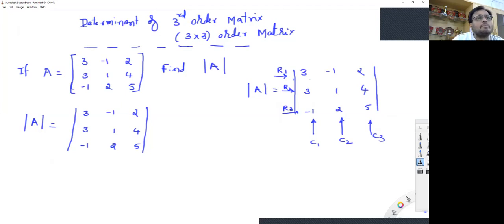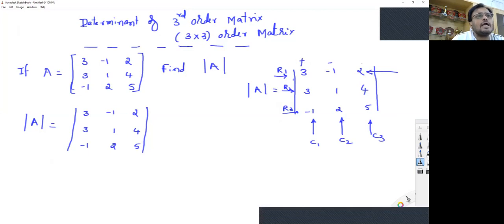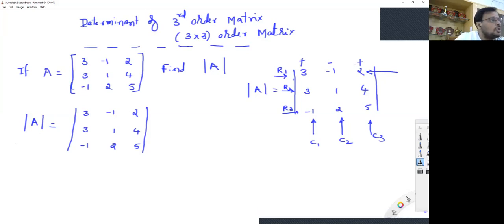So better, first time I'm going for the first row only. You have decided to expand it through the first row. Top symbol, you start plus, minus, plus. I've decided to go with expanding along R1. That means you first write the symbols plus, minus, plus. So determinant of A is equal to, we have decided to work on the first row. Therefore, all of you see this.